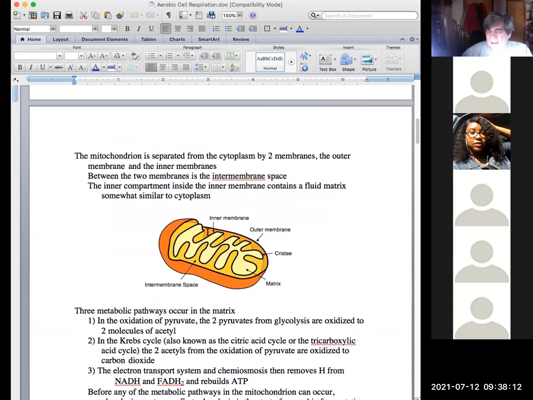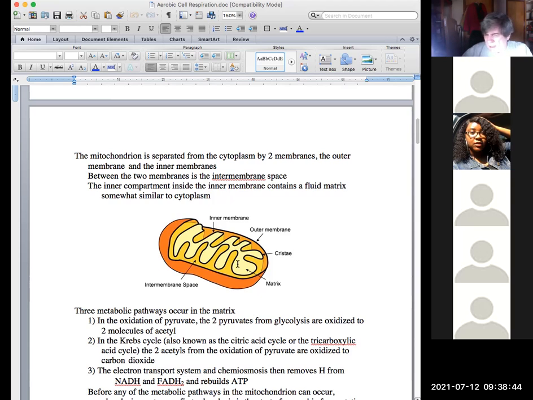So when we look at aerobic cell respiration or aerobic oxidation, it takes place in one of the organelles in the cell, whereas glycolysis and fermentation are out in the cytoplasm. Aerobic cell respiration happens in the mitochondrion. So in this diagram of a mitochondrion, notice the white out around here is not labeled, but that would be the cytoplasm of the cell.